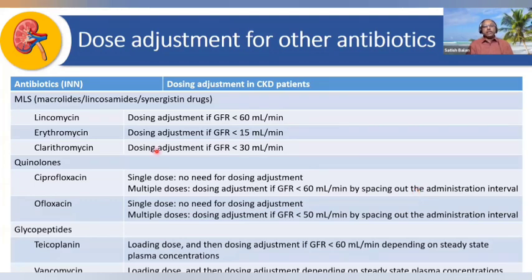And what about other antibiotics? If you look at erythromycin, dose adjustment only if the GFR is less than 15 ml, whereas for clarithromycin, even a GFR less than 30 ml, you have to adjust it. And quinolones, generally, you can give once daily. That's actually a much better way of dealing with it, because there you achieve good AUC if you give once daily and you don't develop toxicity.